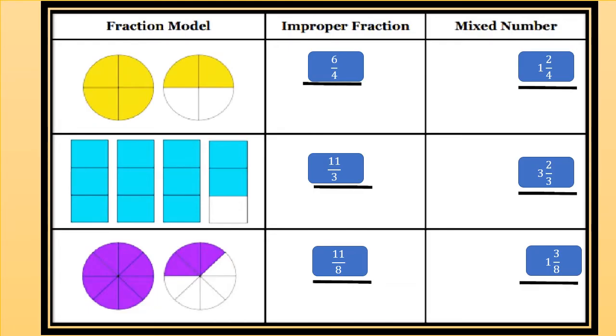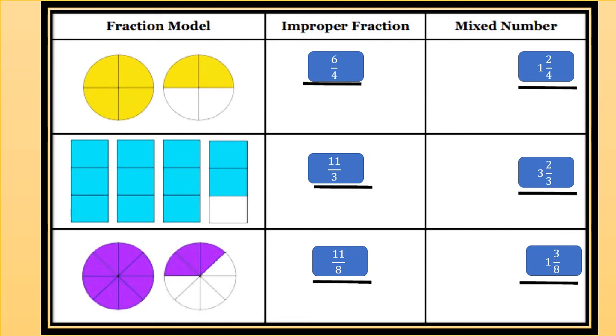See the picture. We have to calculate the improper fraction and mixed fraction of the given fraction model. So first is two circles. Now to calculate the improper fraction, we need the total number of shaded parts upon the number of parts in which the circle is equally divided. So the total number of shaded parts is 6 and the number of parts in which the circle is equally divided is 4. So 6 by 4 will be the improper fraction.